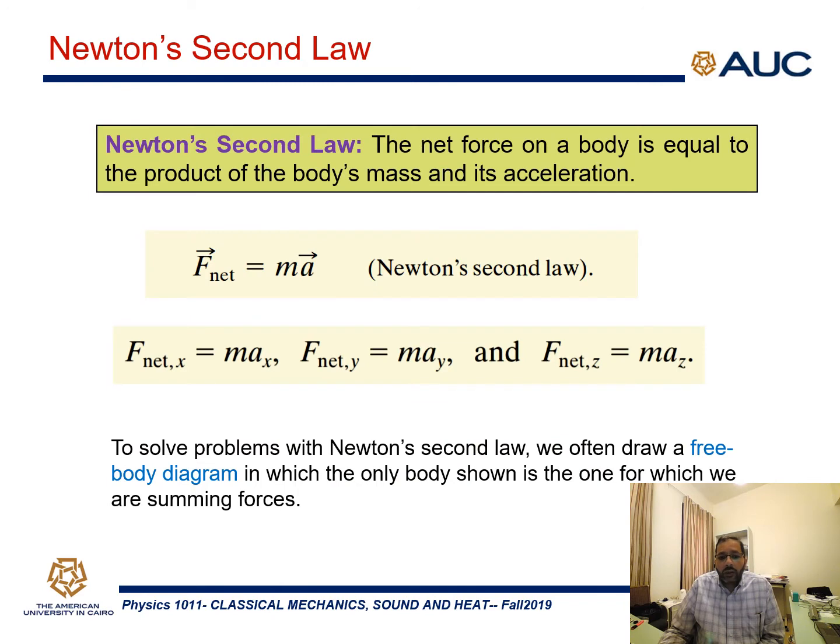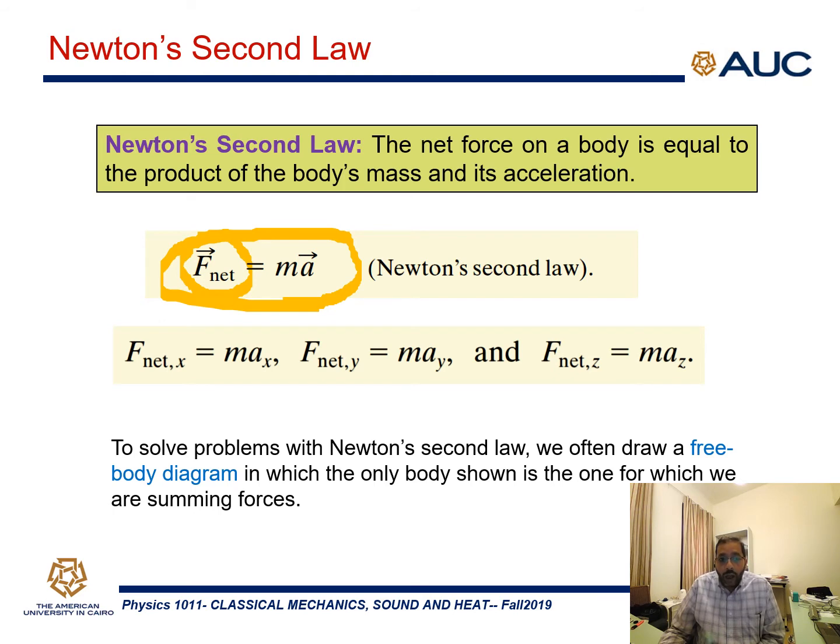Now, Newton's second law, this is very important for us. Newton's second law tells us that the net force on a body is equal to the product of the body's mass and its acceleration. As you see, F net equals m times the acceleration. Important here is to emphasize that when we talk about the force, we are talking about F net. F net means that if we have multiple forces acting on an object, we need to take all forces into consideration.